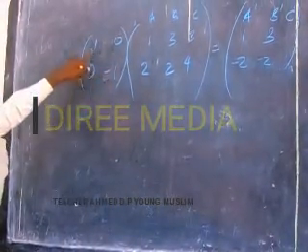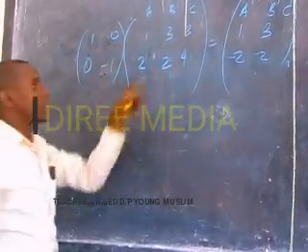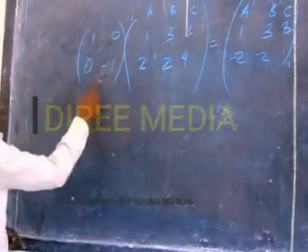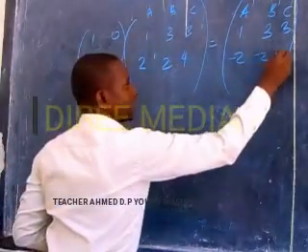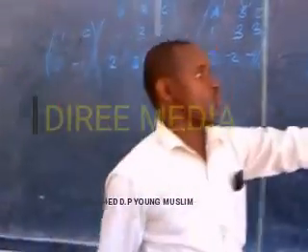My C prime is going to be 1 multiplied by 3, that is 3, plus 0 multiplied by 4, that is 0. Then I have 3. Then 0 multiplied by 3, that is 0, plus -1 multiplied by 4, that is -4. This is now the image of this particular object.